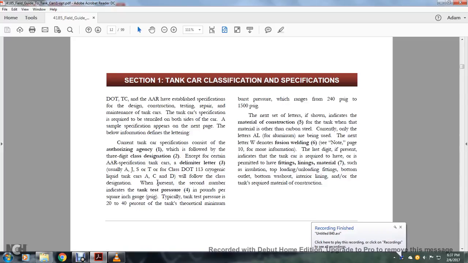Alright, the AAR Tanker Guides, specification. Section 1, Tanker Classification Specification. DOT or TC or the Association of American Railroads has established specifications for the design, construction, testing, repair, and maintenance of the tank car. The tank car specification is required to be stenciled on both sides of the car.